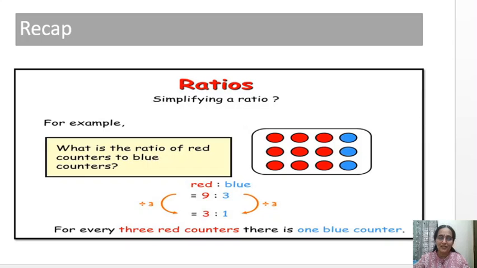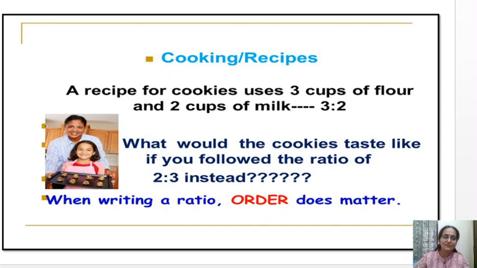Ratio is the comparing quantity. Ratio is the numerical way to express the comparing quantity. Let me repeat. Ratio is the numerical way to express the comparing quantity. And one more point you have to note down. While writing the ratio, the order is very important.